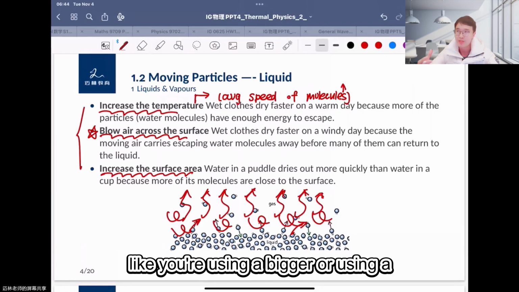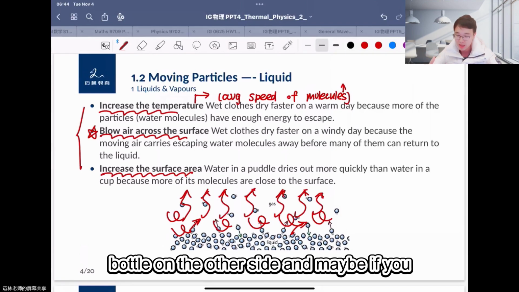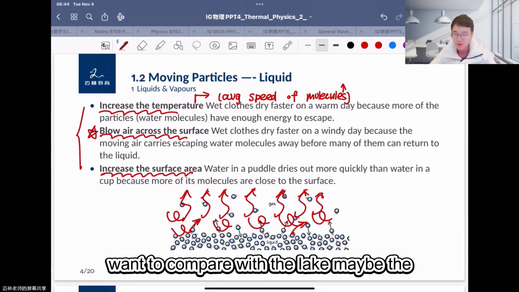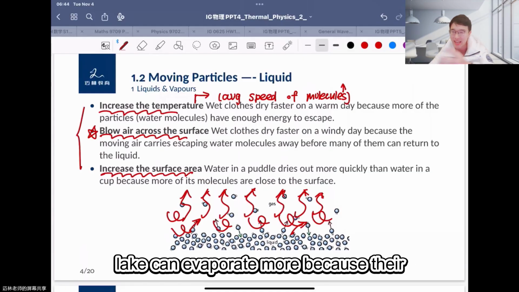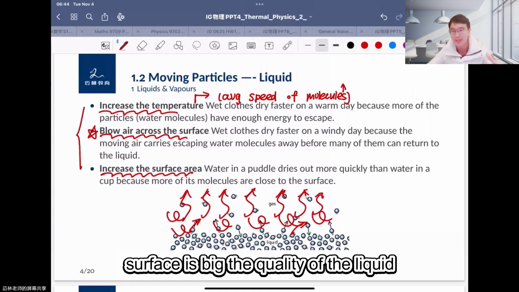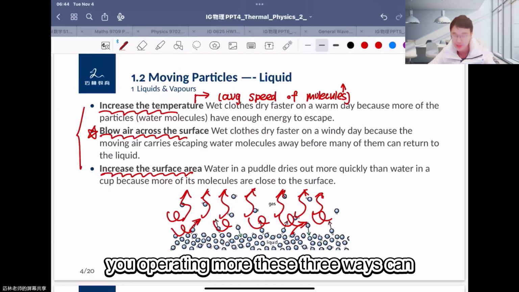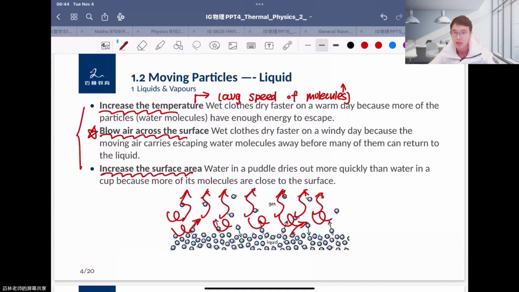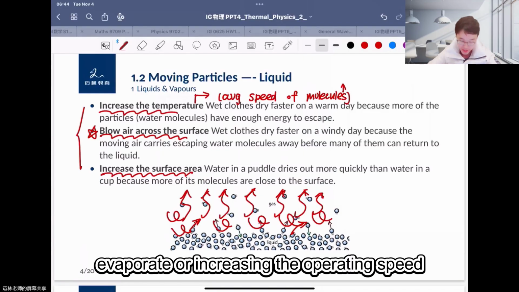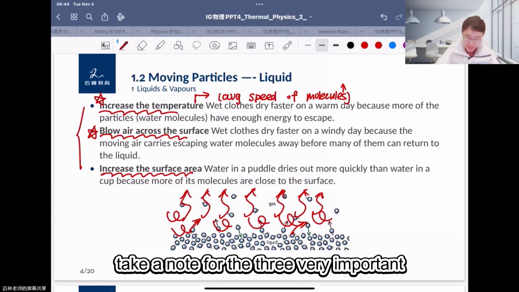Like you're using a beaker or using a bottle on the outer side. And maybe if you want to compare with a lake, maybe the lake can evaporate more because their surface is big, their quantity of the liquid inside of this is bigger. So we can evaporate more. These three ways can help us increase the evaporating speed. So please take a note of the three very important properties right here.